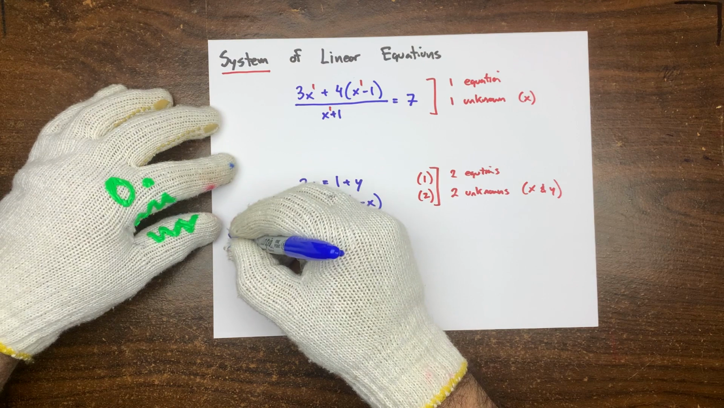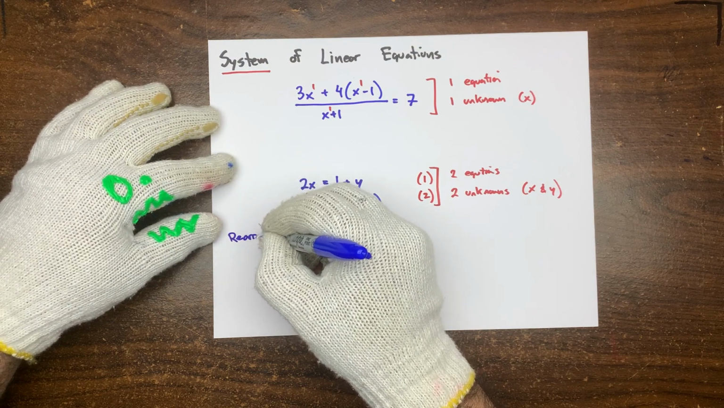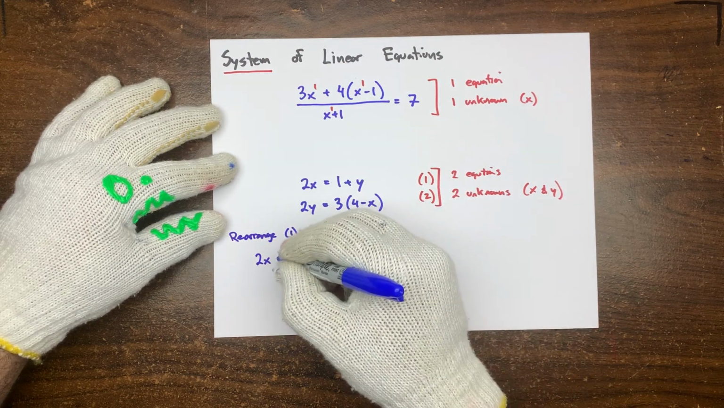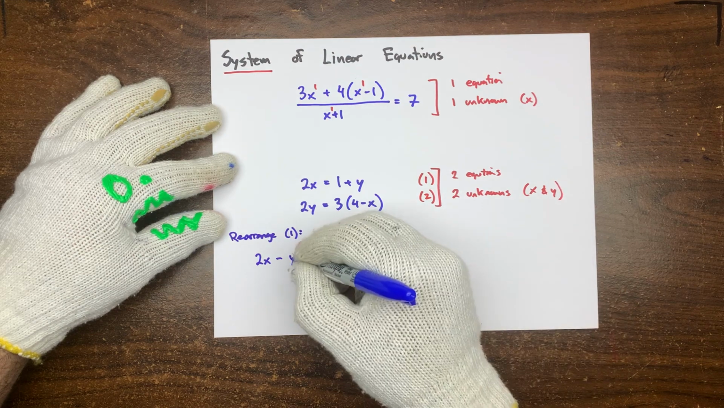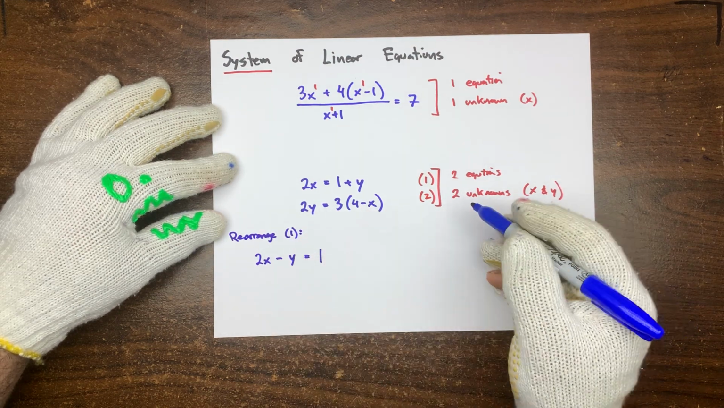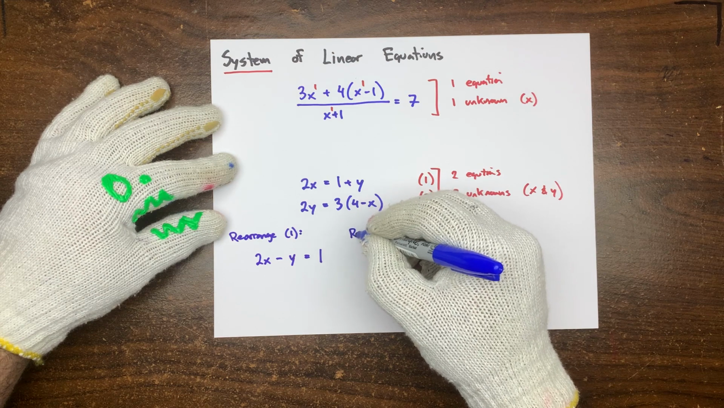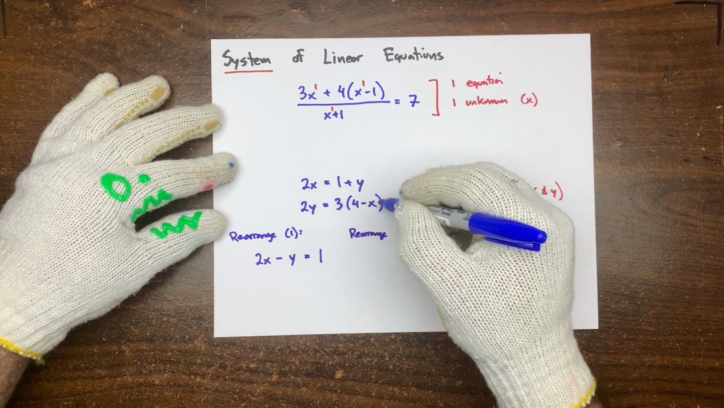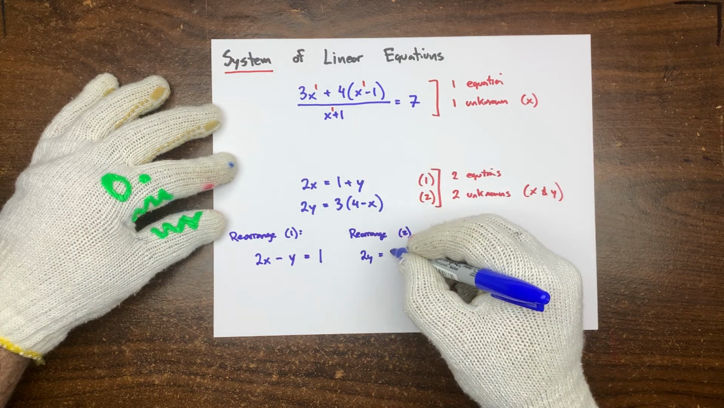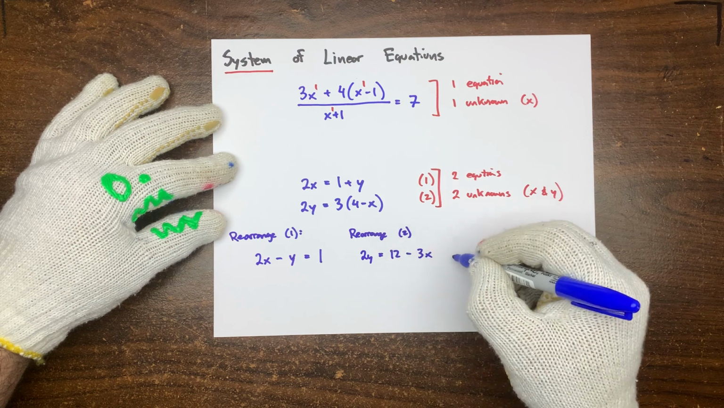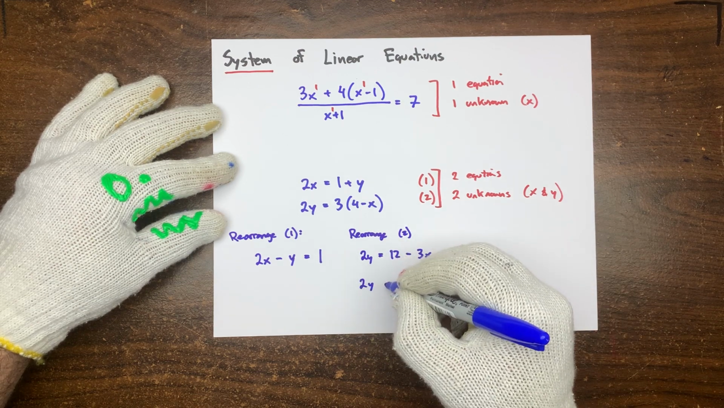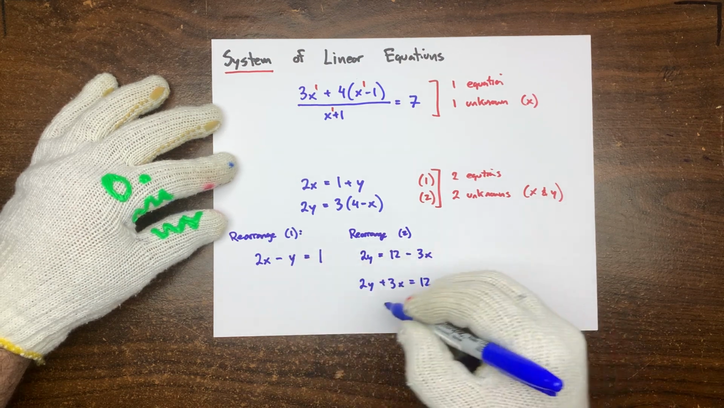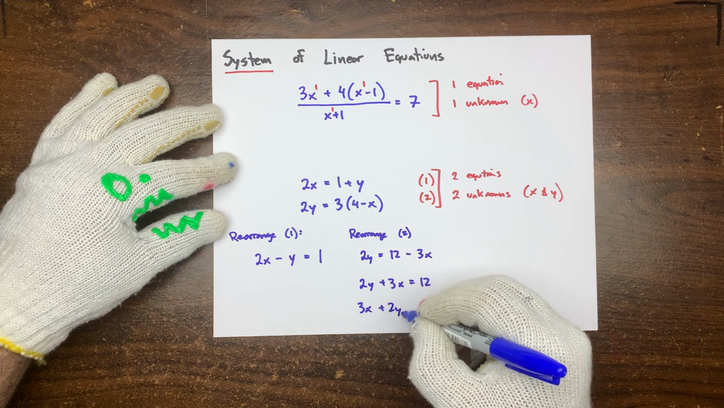Let's rearrange equation 1. It'll be 2x minus y equals 1. So all our variables are on one side, and our constant is on the other side. We'll rearrange equation 2, and we have to expand this first. So we'll get 2y equals 12 minus 3x. Let's bring that over, so we get 2y plus 3x equals 12. I want it to be in line, so it's going to be 3x plus 2y equals 12.